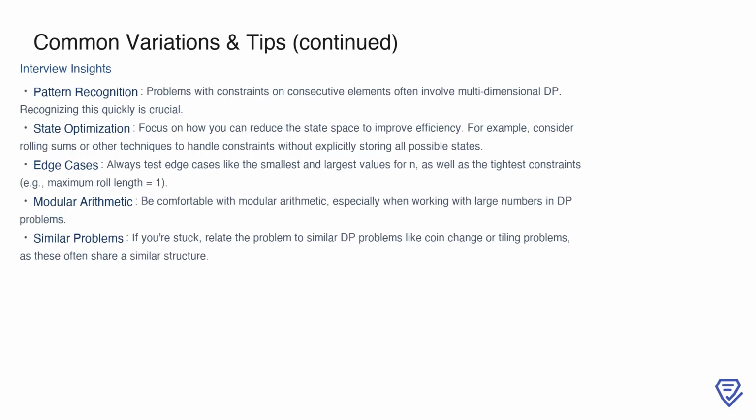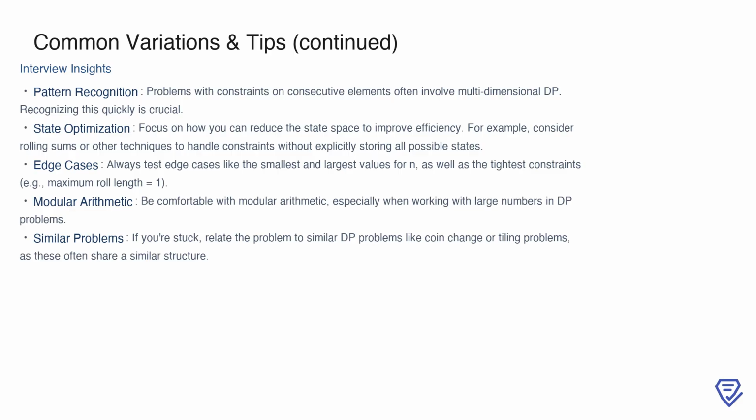Now, let's focus on some insights that can help you during interviews. Identifying patterns is crucial. Problems with constraints on consecutive elements often rely on multi-dimensional dynamic programming. The faster you recognize this, the better. Another important aspect is state optimization. Think about how you can reduce the state space to improve efficiency. For instance, rolling sums or other techniques may allow you to handle constraints without explicitly storing every possible state.